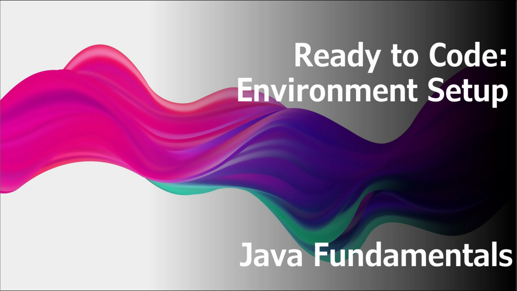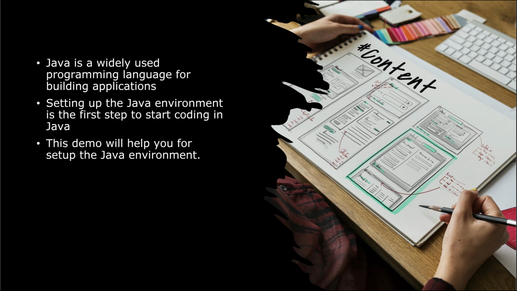In the next few minutes, we will be setting up the Java environment. Java is a versatile programming language used to build a wide range of applications, from web apps to mobile apps and more. But before we can start coding, we need to set up our development environment first. The goal of this demo is to make this process easy and accessible for everyone.